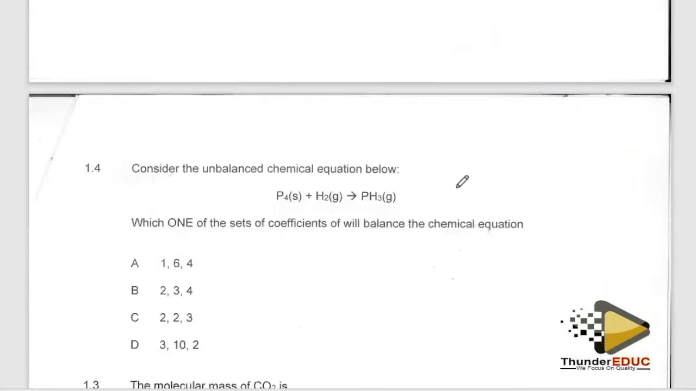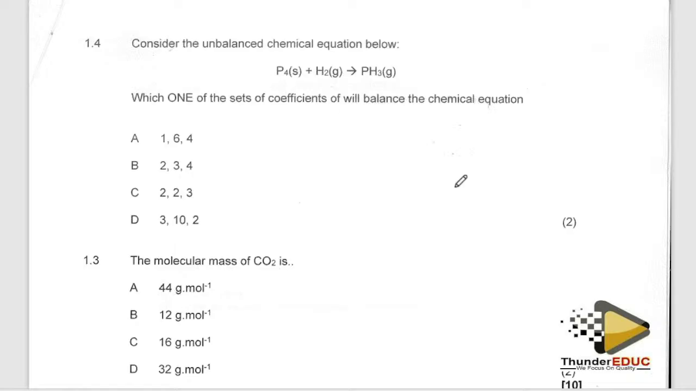Then they say consider the unbalanced equation. Here, you cannot fail to get the answer correct. At least make sure that this side is balancing with this side. They gave you the figures here. When you balance, you'll see this is 4, this is 1. If I put a 4 there, then here is 2, and 4 times 3 is 12, so I put a 6 here. So it is 1, 6, 4. The answer is A.